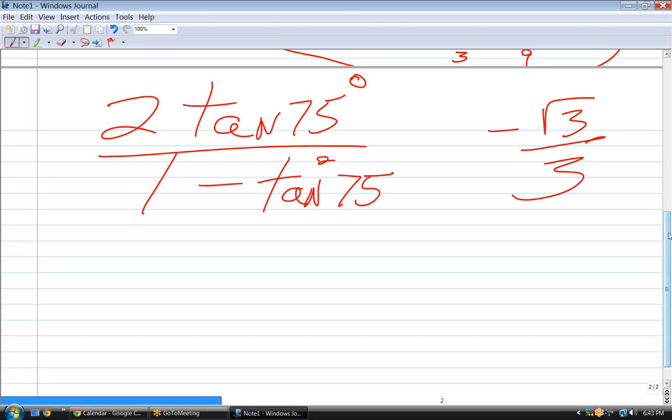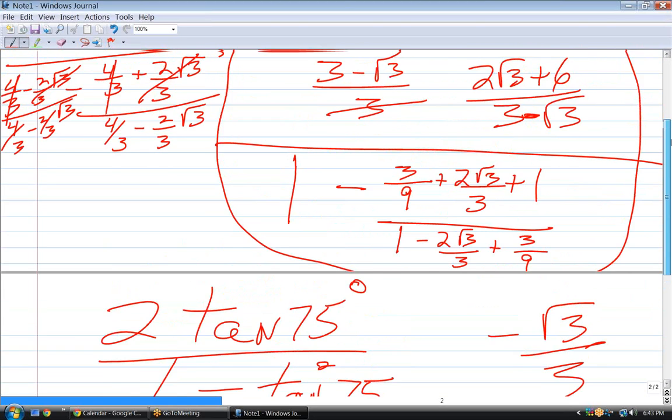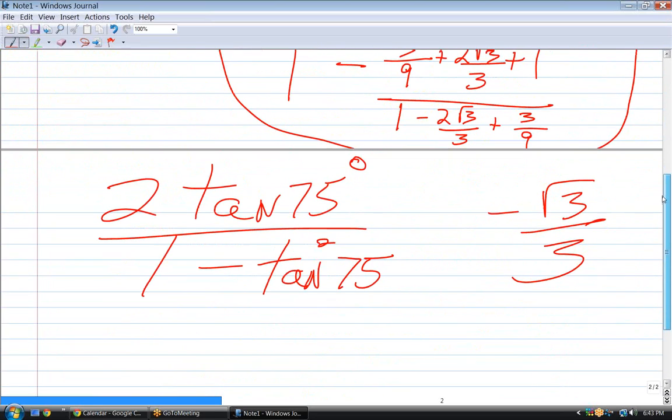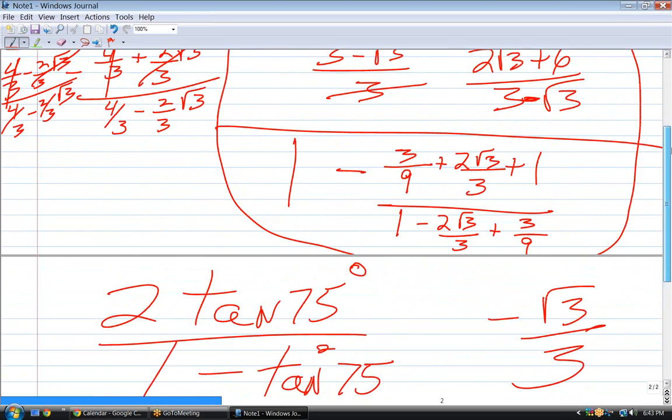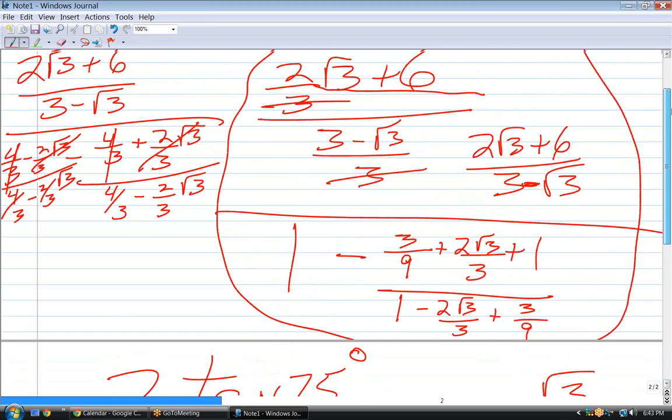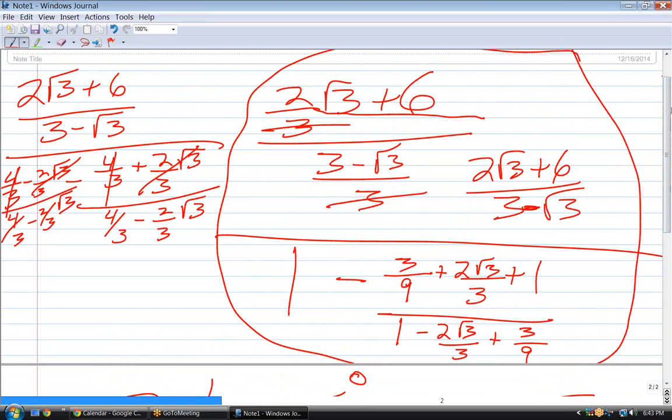Well, could you separate out the tangent squares? Like, could you do 1 minus tangent 75 times tangent 75? Yeah, you could. But that's how I ended up getting this super complicated fraction over here in the circle. As I multiplied the formula for tangent of 75 times itself.